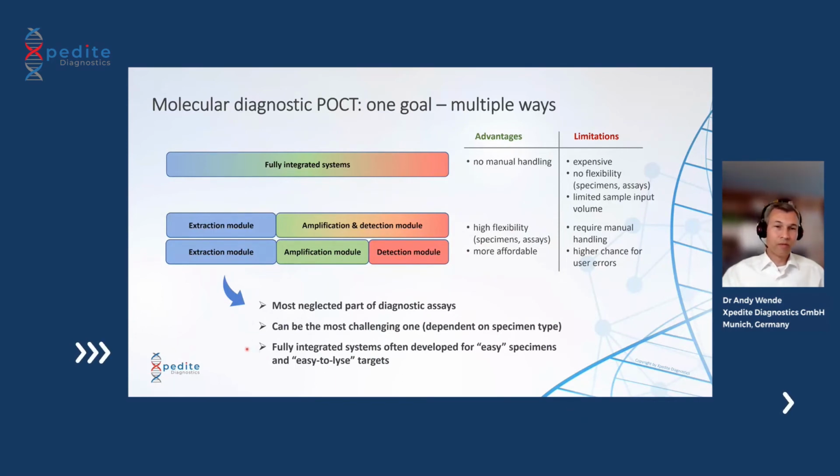And that is also the reason why most systems, especially fully integrated systems, very often only are designed for easy specimens like swabs or saliva or very small amounts of blood, and also often only detect easy to lyse targets, because it's of course hard to implement one of those hard cell lysis methods which I showed you in the beginning of this session.